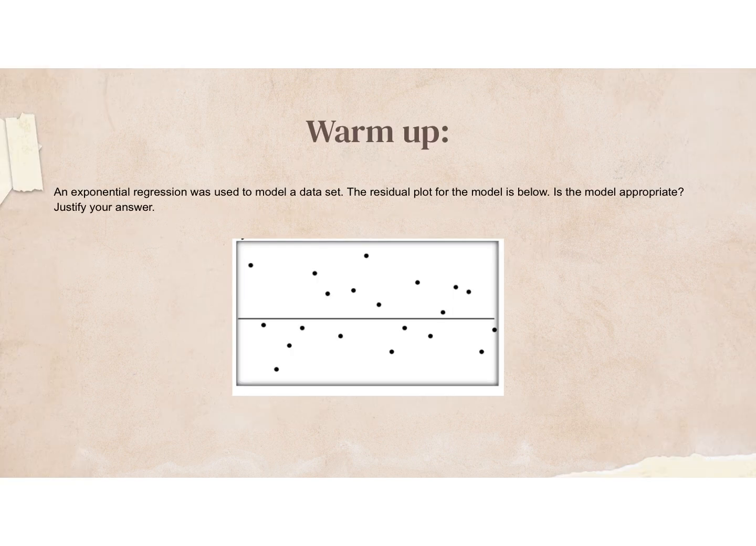In our warm-up, we have a scenario in which an exponential regression was used to model a data set. We don't have the regression equation or the data set, but what we do have is the residual plot for the model. Based off of the residual plot, the question is this model appropriate? And you need to justify your answer. So whether you say yes or no, you need to have some sort of support for that. I'd like you to pause the video, write down your answer, and then press play to see if you are correct.